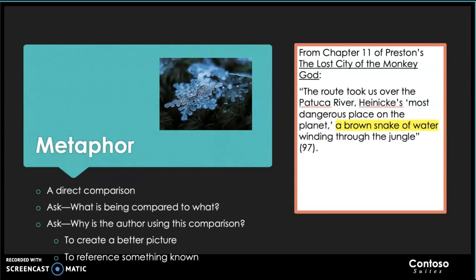The next one is one that you've probably heard about and studied before. It's the metaphor. It's a direct comparison, and you're comparing two unlike things. And you're going to create an image when you do this. So here is the example from Preston's book. "The route took us over the Patuca River, Heinecke's most dangerous place on the planet, a brown snake of water winding through the jungle." So he's trying to create an image, to reference something known. Why else would he use a brown snake in this situation? Think about that. Is there another reason why he'd use that image particularly? Think about that. We'll talk about it on Monday.